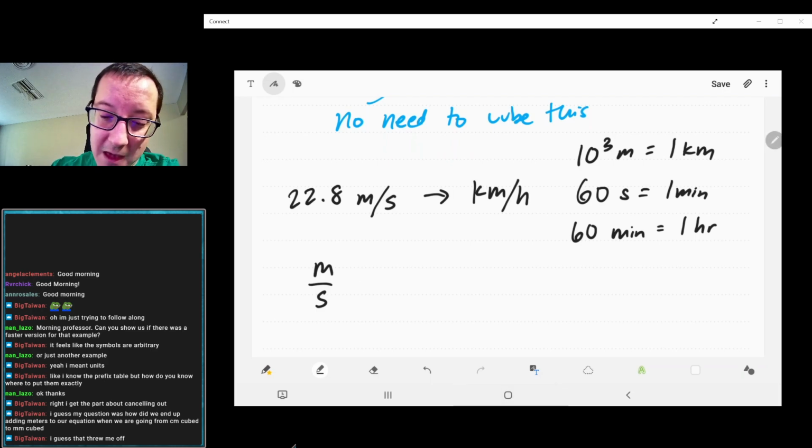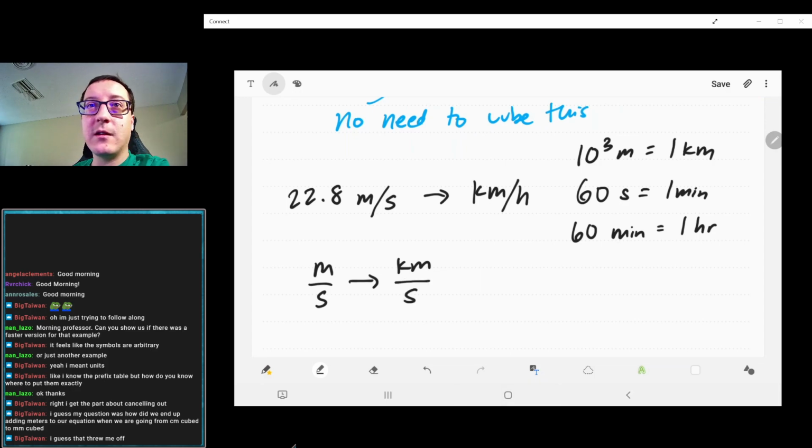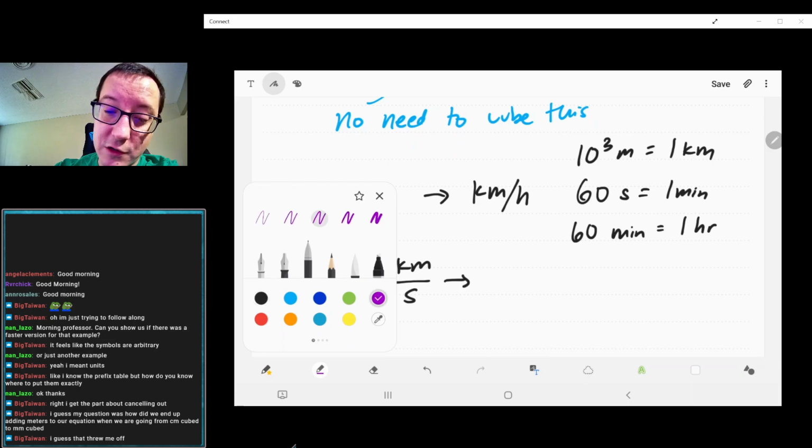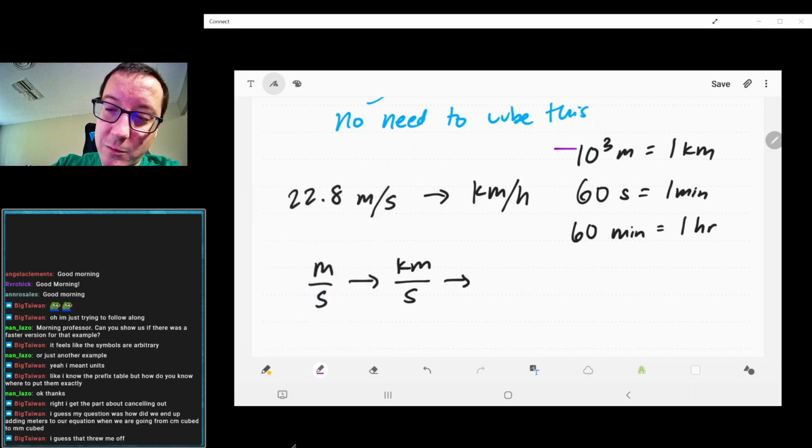So maybe in the first step, I want to get rid of that meters part. We can do that. We can say, okay, I'm going to change that now to kilometers. And we're going to keep the second the same. All right, and now, if I look on my conversion factors, okay, we've used the meters to kilometers. All right, so now we're dealing with kilometers per second.